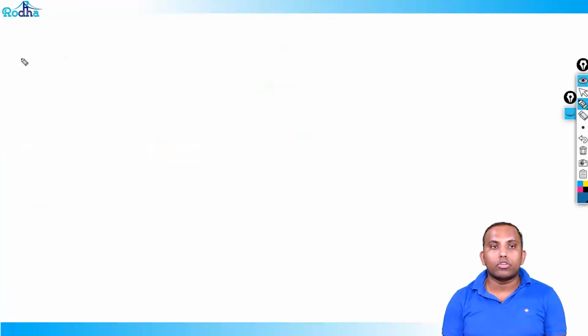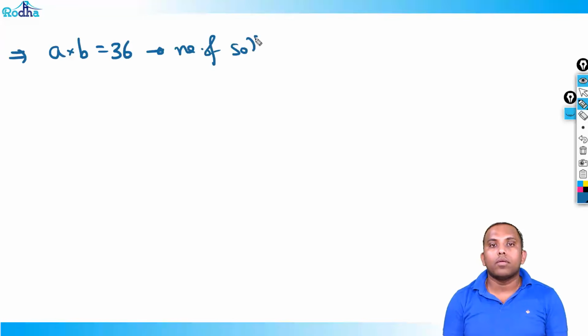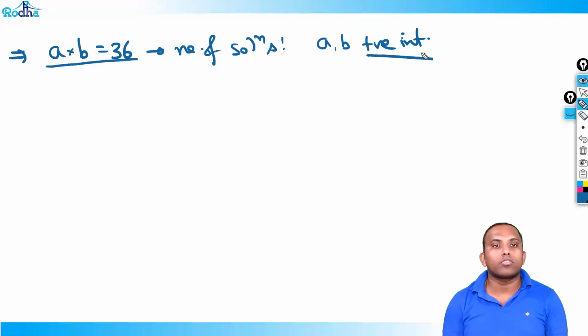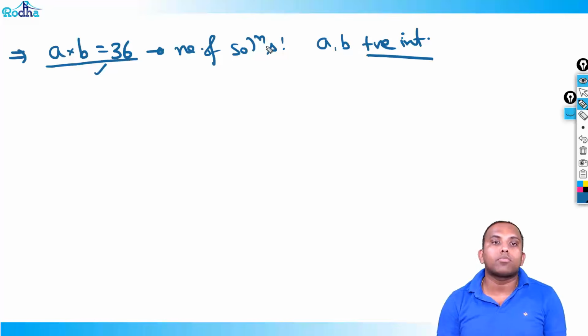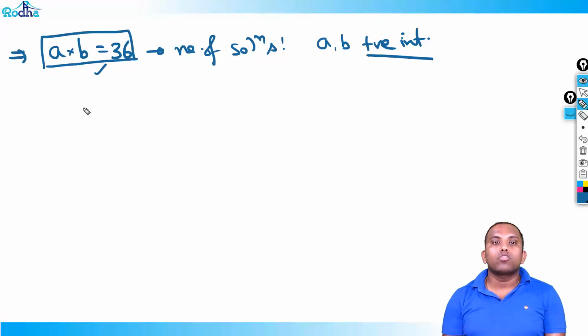if I write a into b is equal to 36, a small number I'm taking, number of solutions. So a into b is equal to 36. How many solutions? If a and b are positive integers, that means they are factors of 36, right? Positive integers means factors. If I mention positive integers for this question, I'm asking about factors, because factors can't be negative. So a into b is equal to 36, right? What are the number of solutions here?